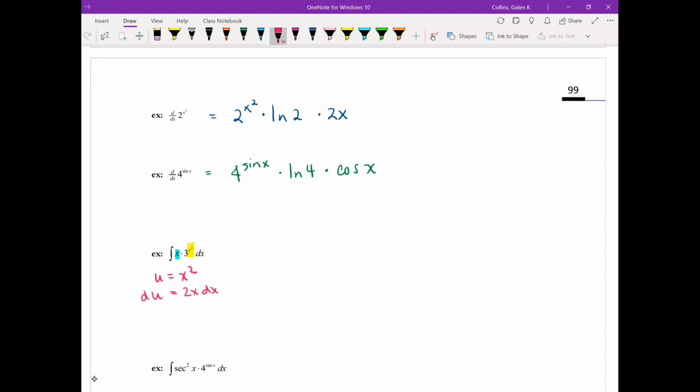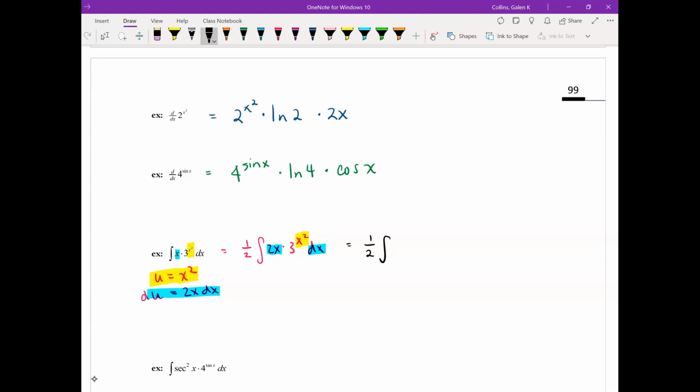So if I think about it, I need to create a 2 on the inside of my integral, which means I need a 1/2 on the outside. So we might just rewrite our integral like that. Okay, so now we can see that u is x squared and that du is the 2x dx piece. So when we go to perform that u sub, that 1/2 out front comes along for the ride.